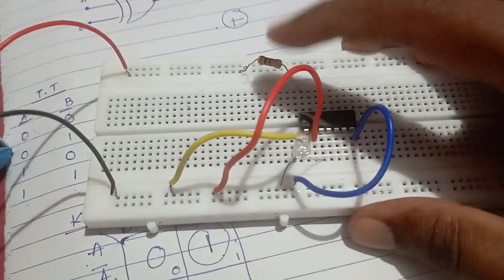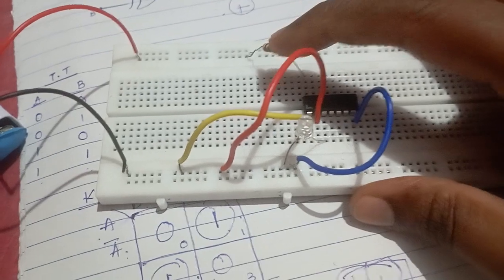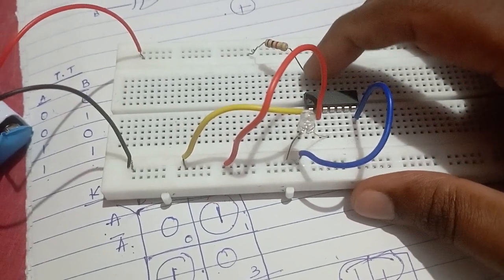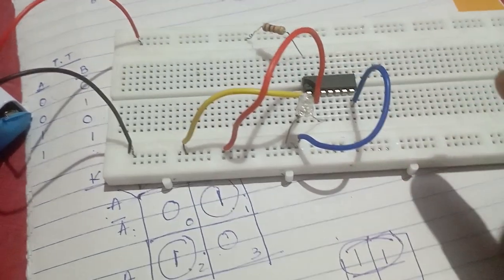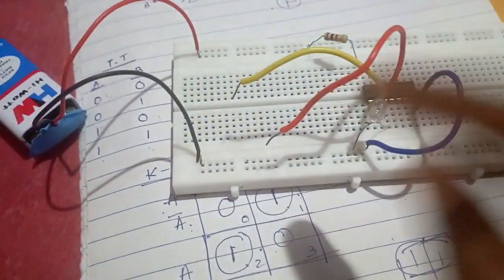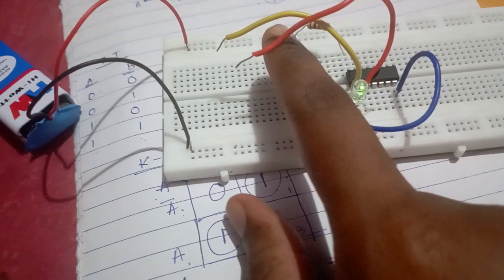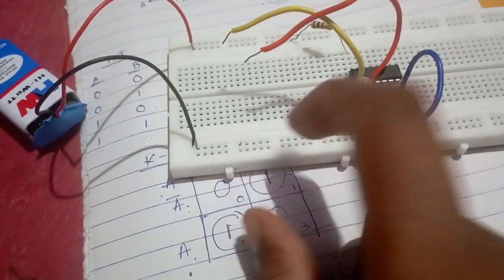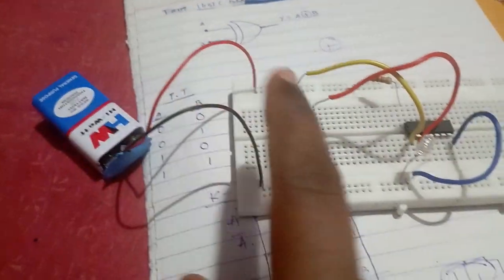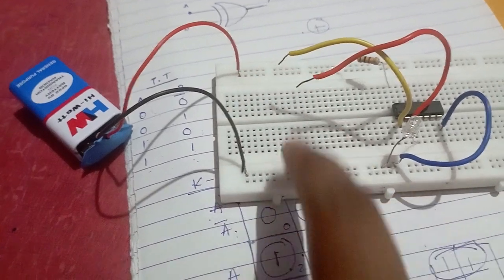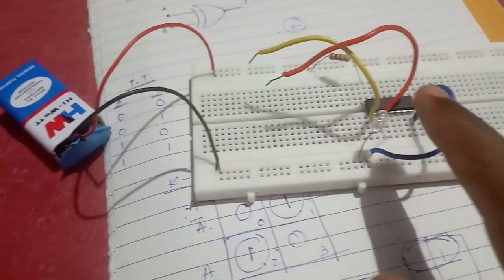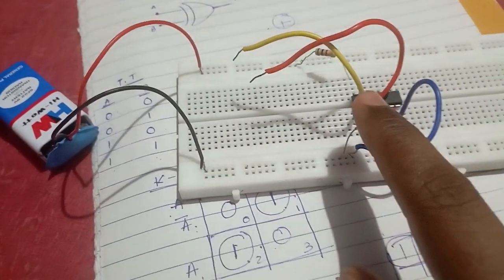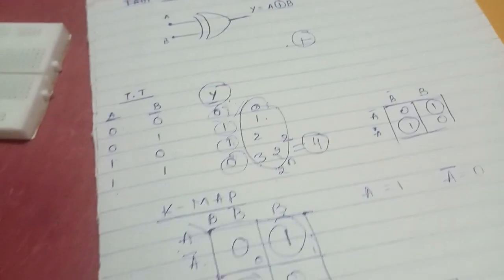So I have given one resistor here. In place of a wire I have put one resistor, which is connected to VCC, and this is ground, and these 2 wires are for input. This yellow wire and red wire, yellow is A and red is B, and this is the battery connection. I have made this whole line positive and this whole line negative, and this is an LED for output.